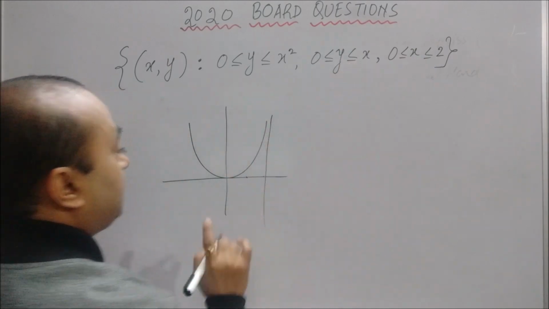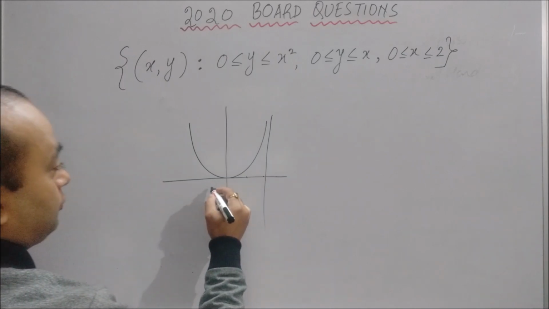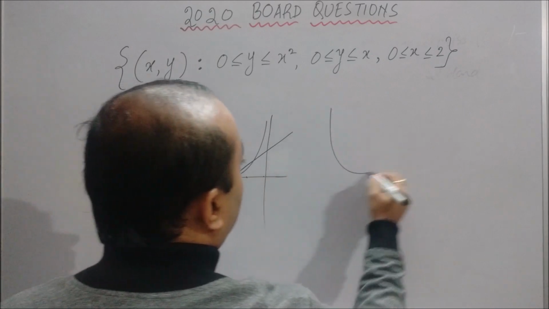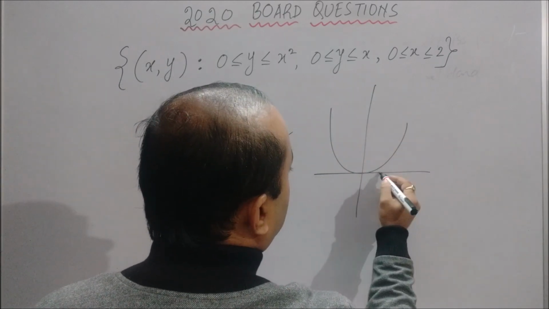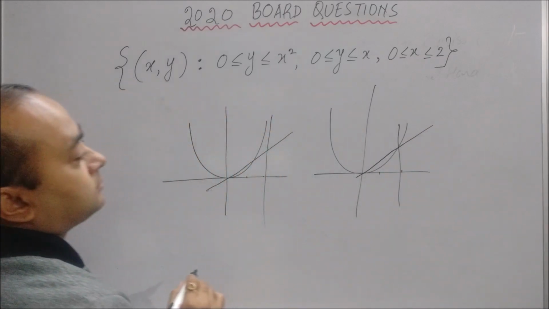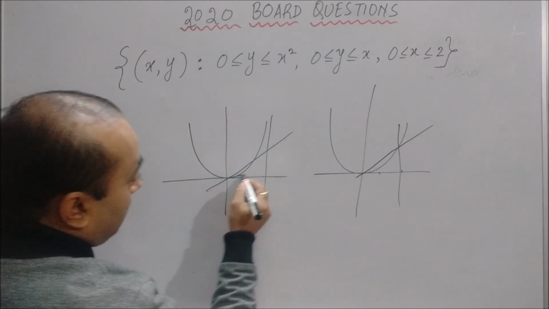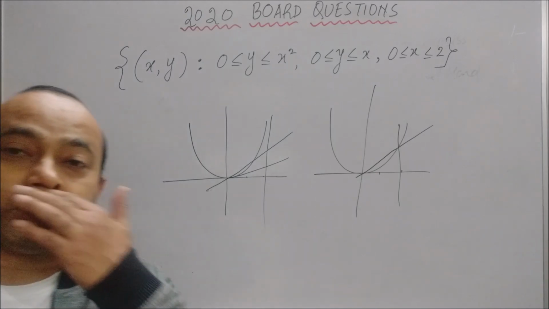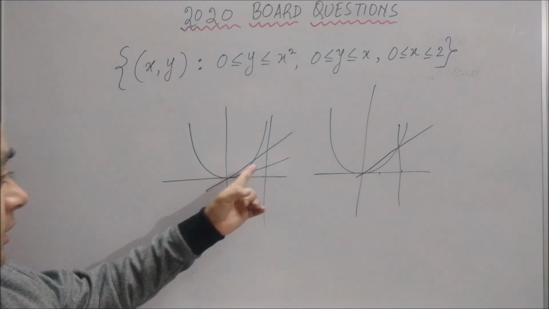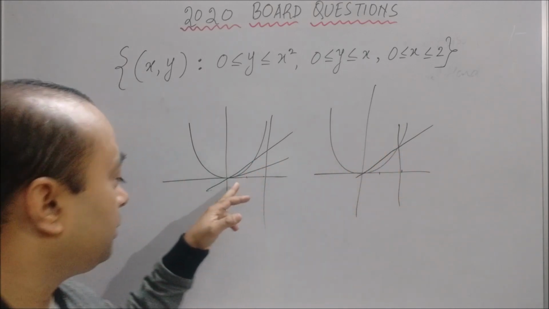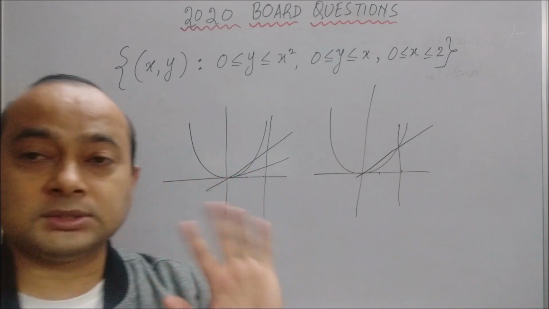This line passes through the origin. So whether this line will go like this, or another option that is there, 1, 2, or this line will be like this, or this line will go totally out of this parabola. So how to decide actually whether this line will intersect here before x equal to 2 or at x equal to 2, or it will not intersect the parabola at all? What is the actual situation?